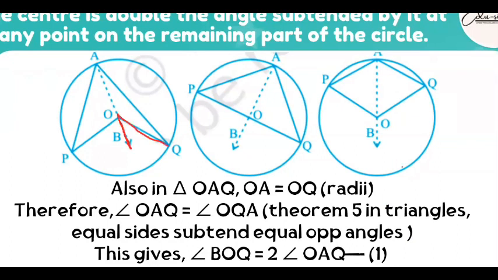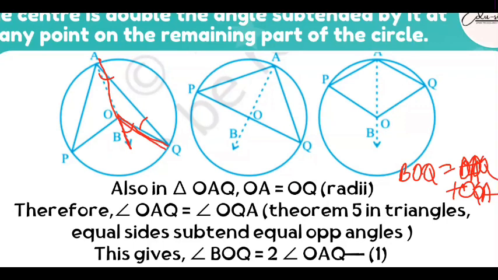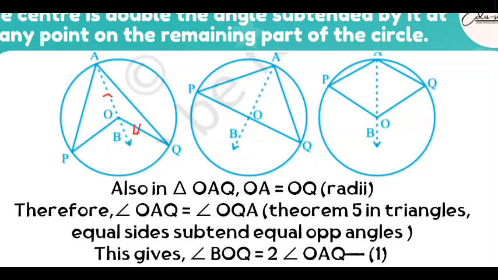BOQ is equal to OAQ plus OQA. This is the first thing that we have considered: the exterior angle is equal to the sum of interior opposite angles. Next thing we are going to consider is OA. Is it not OA is equal to OQ? Yes. Is it not the radii? Yes, OQ is equal to OA. Is it not the radius?